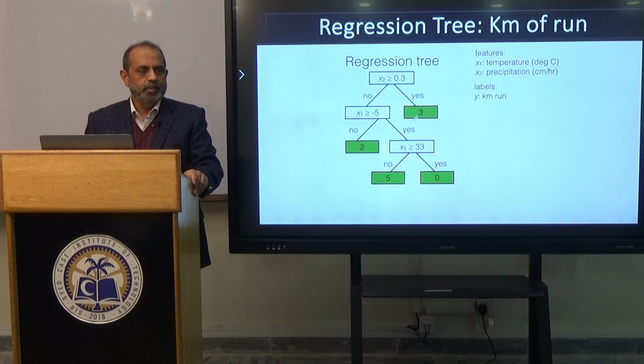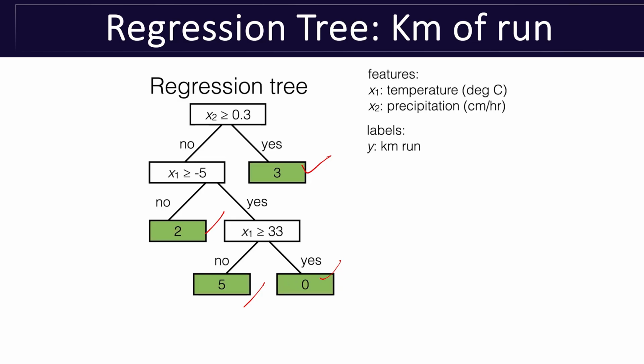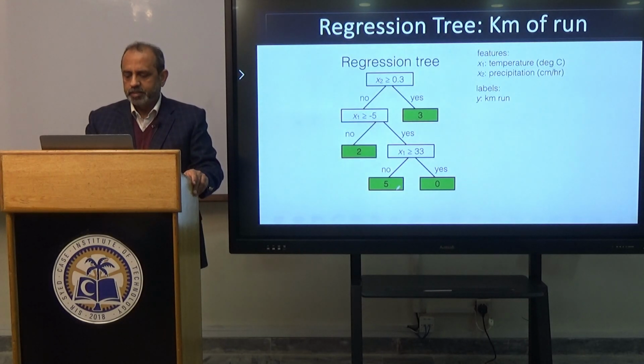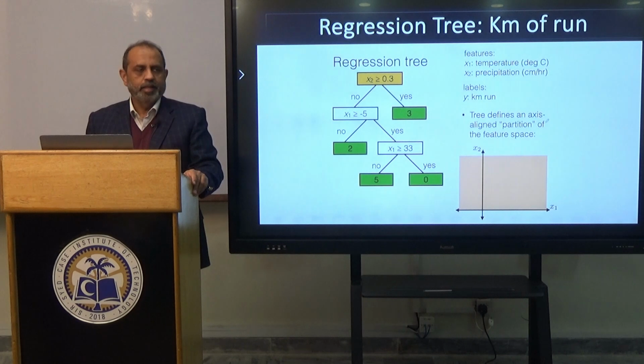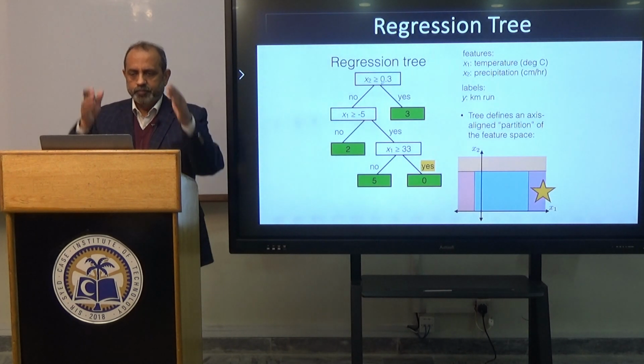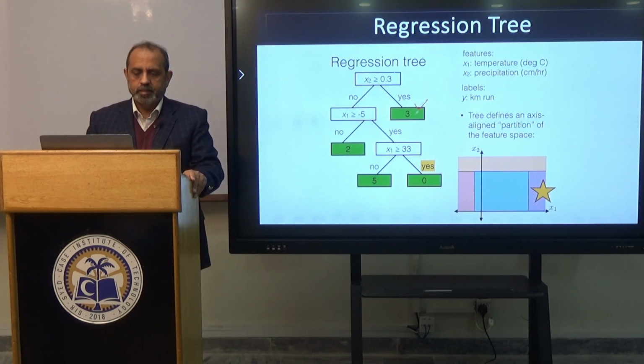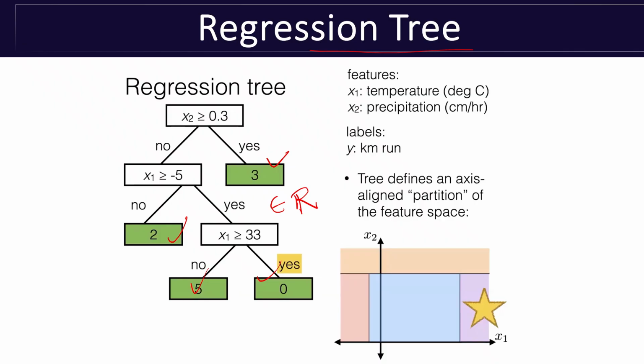So you make a decision tree, but now the output is not a class, it is the number of miles you run. So your decision space is something like this, where every node is making a partitioning of your decision space, and here is a value, a real value. So we call this a regression tree, okay? A real value.